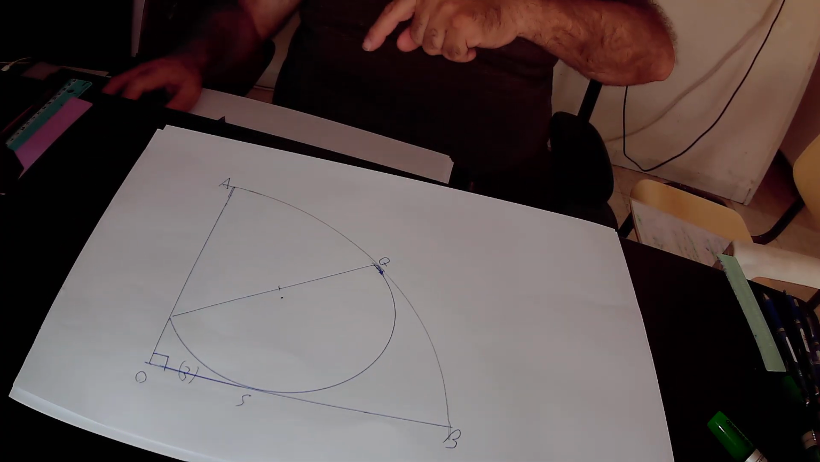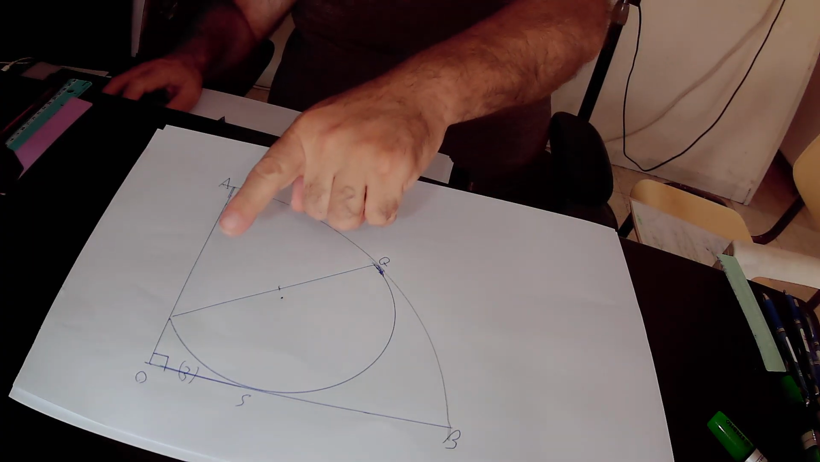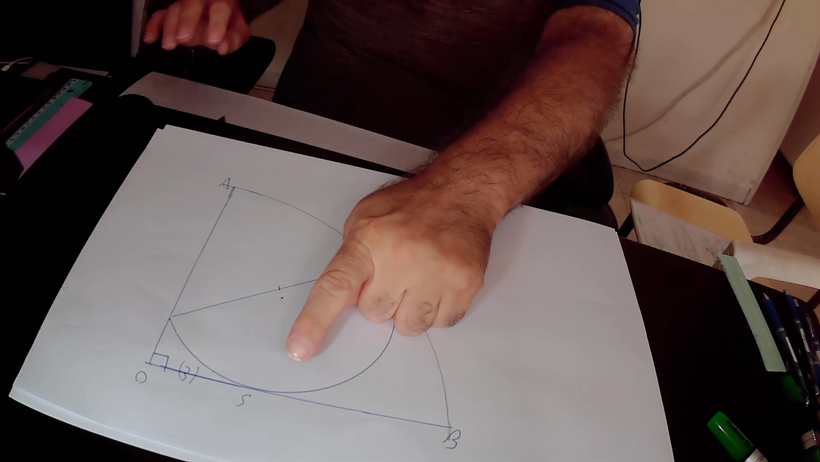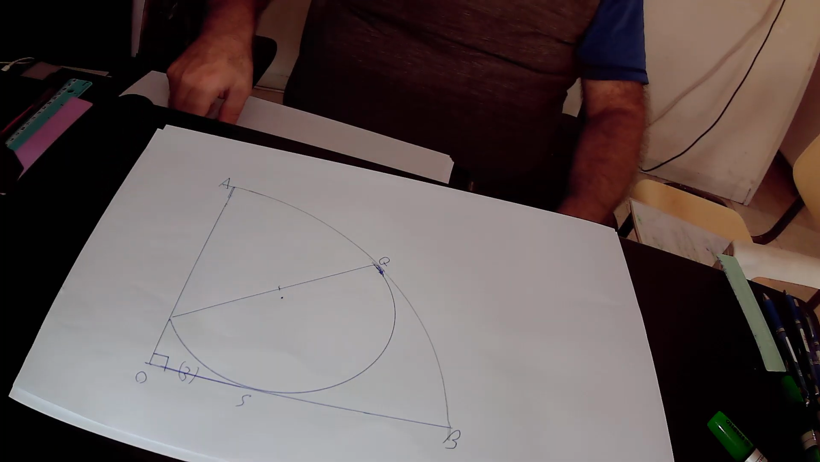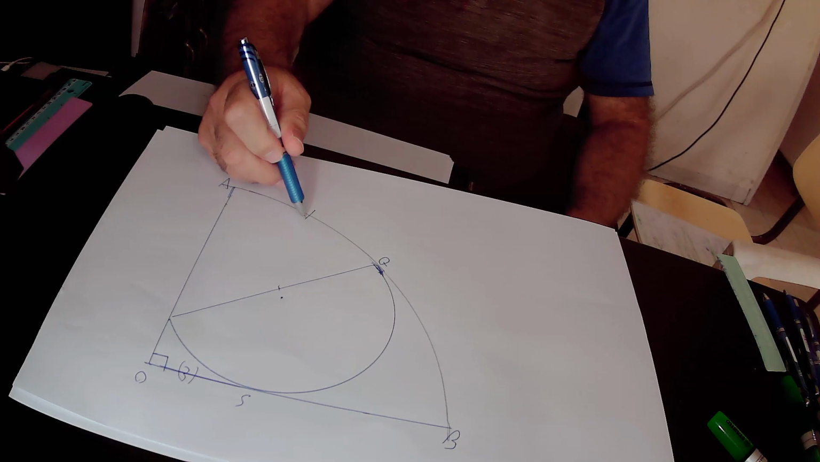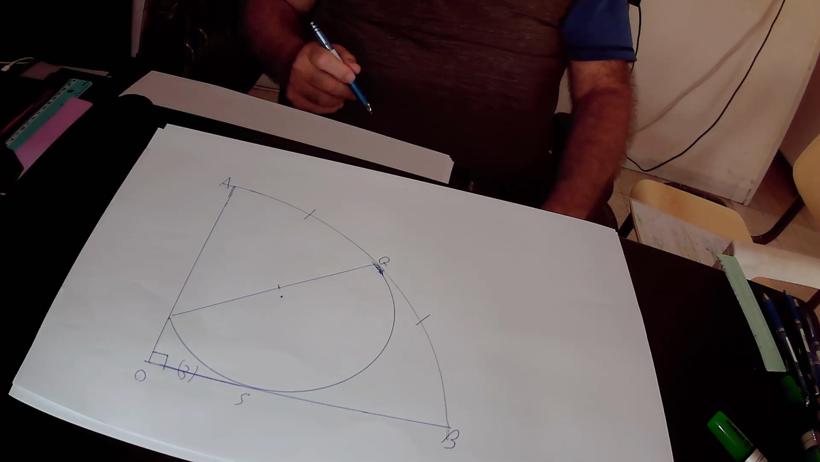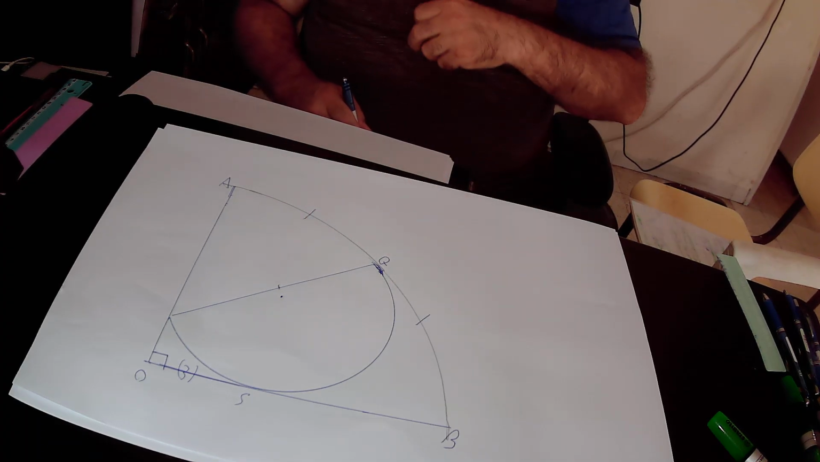In the drawing, we have quarter circle AOB. This is angle AOB, this is a right angle. The radius OS equals 4 units length. We also know that arc AQ is equal to arc QB in its length. Again, our task is to find out the area of this semicircle.